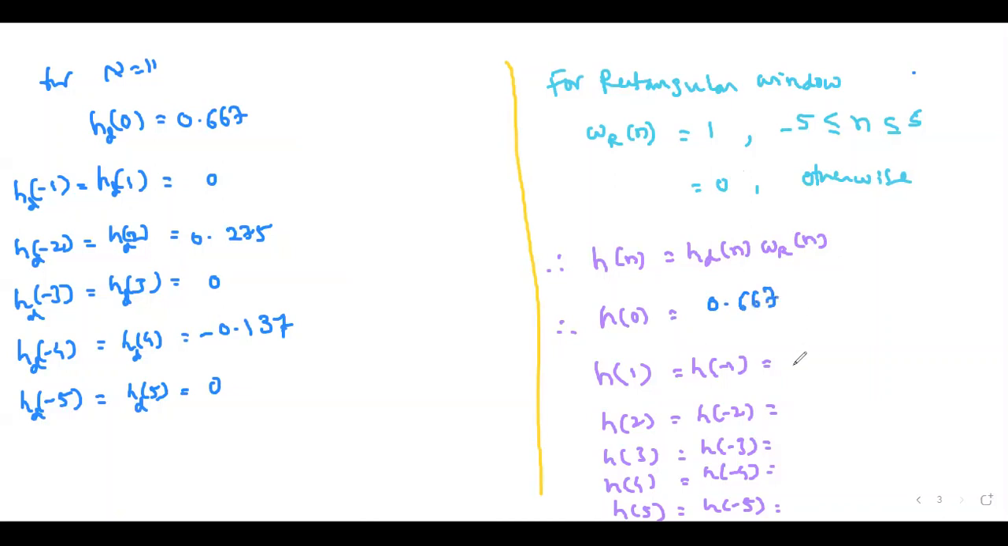Therefore, I can write directly: h of 0 is equal to 0.667, h of 1 is equal to 0, h of 2 is equal to 0.275, h of 3 is 0, h of 4 is minus 0.137, h of 5 is equal to 0. Right? Guys, understood this h of n calculation?